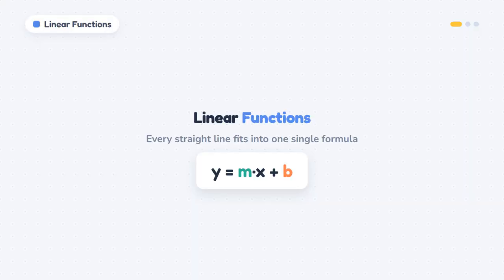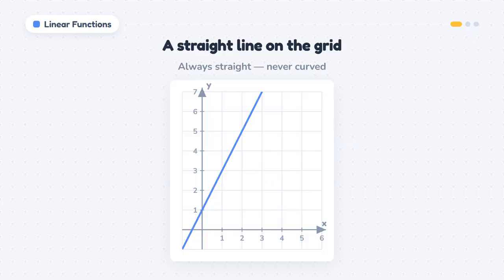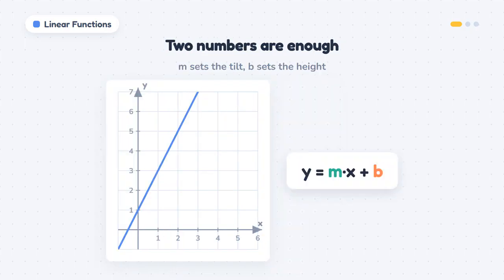Today, you will really understand linear functions. Every straight line you can draw fits into one single formula. A linear function is always a straight line, perfectly straight, never curved. And for that, you only need two numbers, m and b. The formula is y equals m times x plus b.